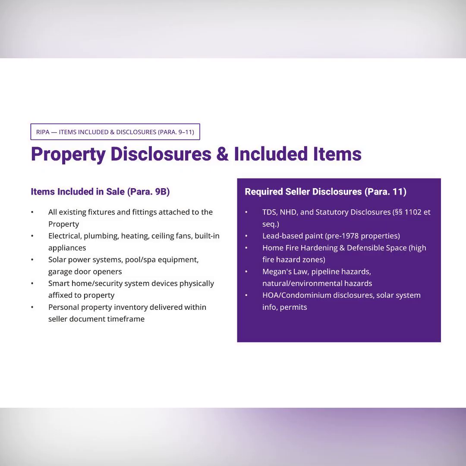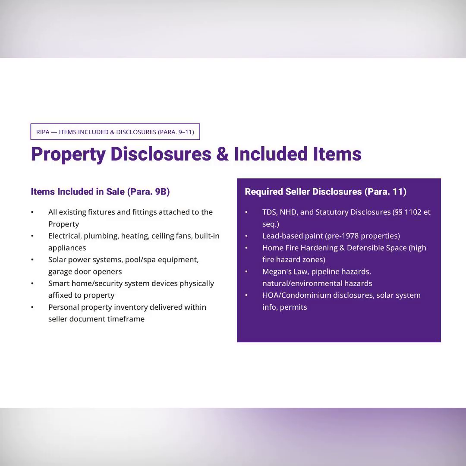Understanding what is included in the sale and the mandatory seller disclosures is paramount. The RIPA clearly specifies that all existing fixtures, fittings, and built-in appliances, along with specific items like solar systems or pool equipment, are typically part of the sale.